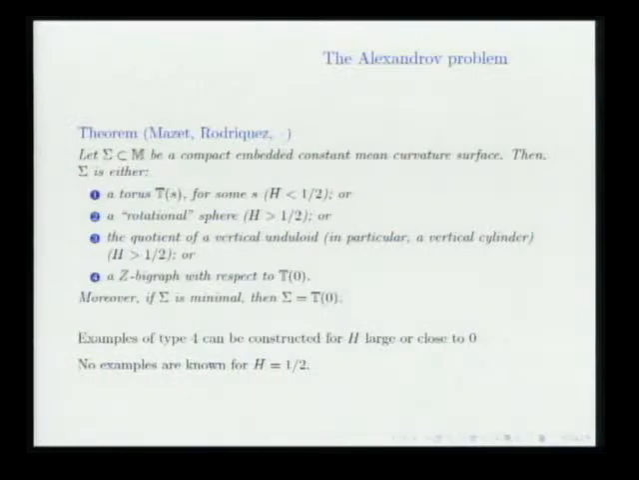It's a torus T of S for some S, so that H is less than 1/2. It's one of those equidistant tori. Or it's a rotational sphere, H is bigger than 1/2, so it's one of these quotients. Or it's a quotient of a vertical unduloid. For example, it's a quotient of that. There's another possibility that comes up. The other possibility that exists is it's a bigraph with respect to this Z vector field here.